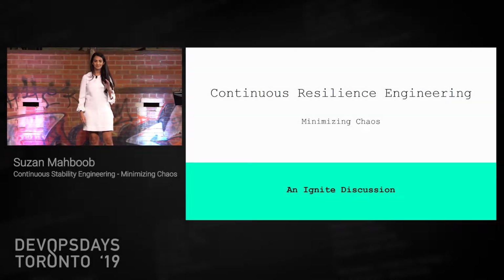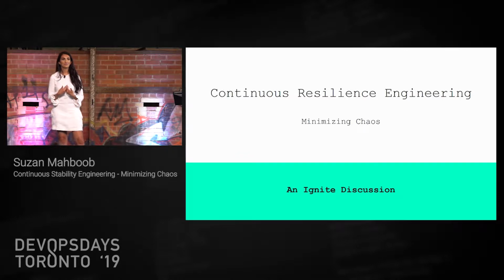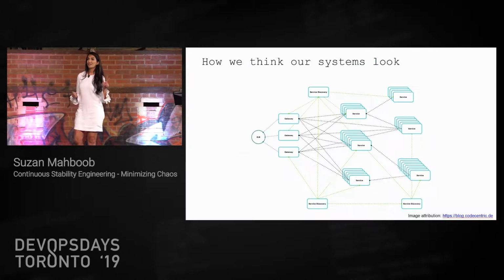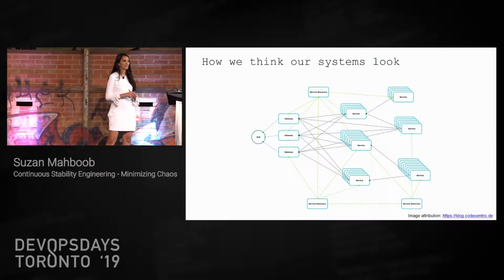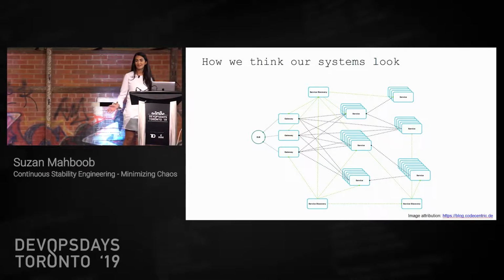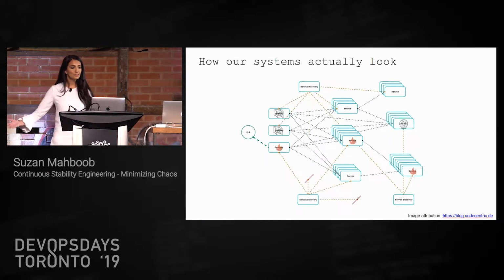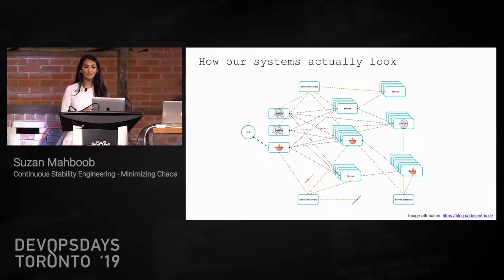So I have a dream. I may be young, I may be naive, but I believe in a world where we can have stable, reliable production environments. This is what we hope our systems look like. Everything works. But this is what our systems actually look like. Fires everywhere. We know production is extremely complex and hard to untangle.